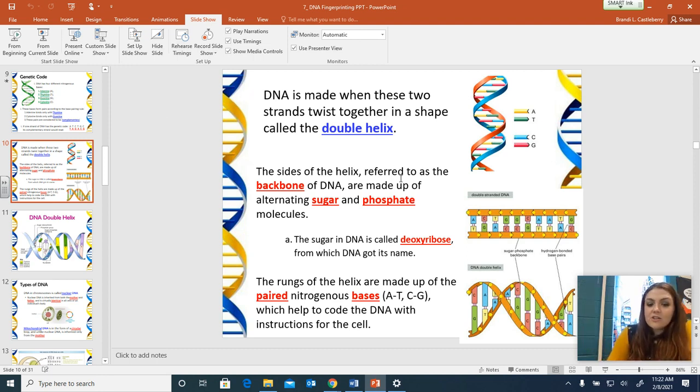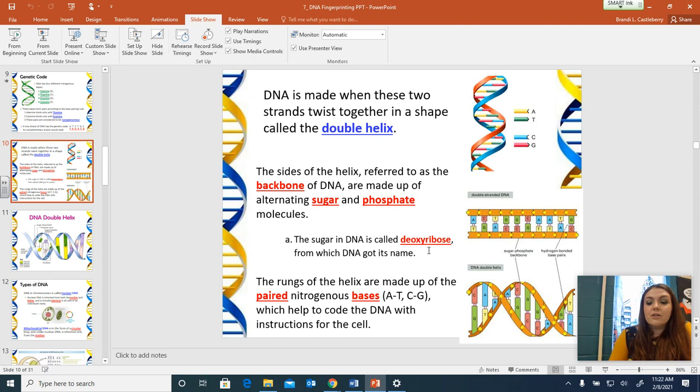So the sides of the helix are referred to as the backbone of the DNA. So here's the sides, right? The sides of the DNA are made up of alternating sugar and phosphate molecules. You should have heard that in the video yesterday for the opener. It explained it pretty well. So if you haven't looked at it, I would look at it. The sugar in DNA is called deoxyribose. So like this, let's say this is a sugar, phosphate, sugar, phosphate, sugar, phosphate, sugar, phosphate, all down the sides, creating that backbone of the DNA. The type of sugar is specifically called deoxyribose.